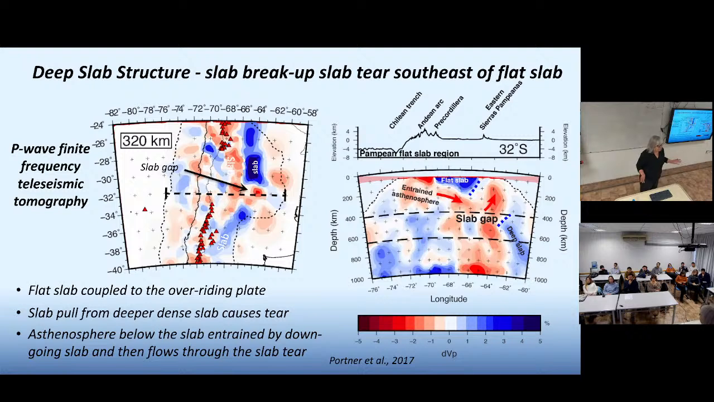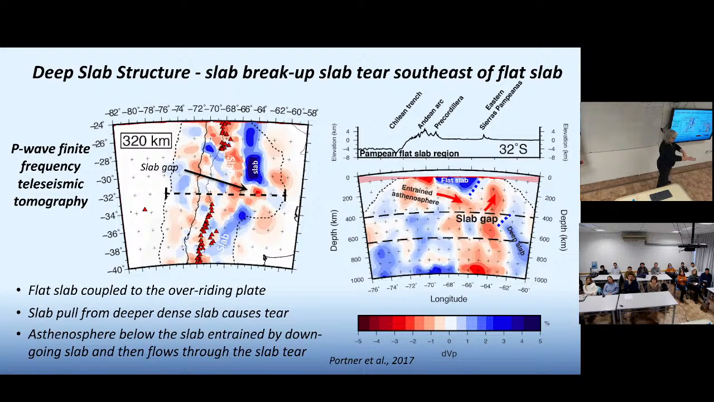Okay, let's step back again to a larger scale and work that Daniel Portner did. And again, Patricia's been involved in every one of these studies. This is a map view at 320 kilometers, and blue are high velocities, and yellow or reds are low seismic velocities. And here's our slab.